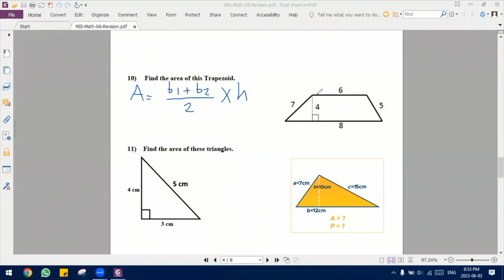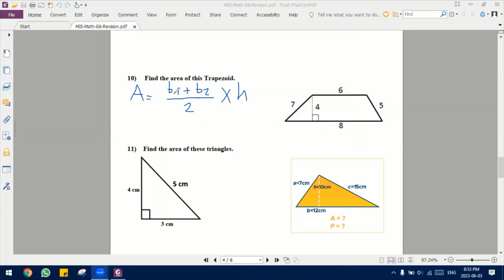Okay. Again, if you see, this line has a slope. It's not perpendicular. I don't need it. This line also, I don't need it. 5. I need only the ones that have a right angle between them. So this is the base, this is the base, and this is the height. I need to use only these three values.